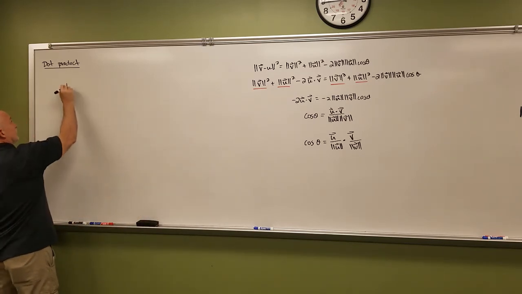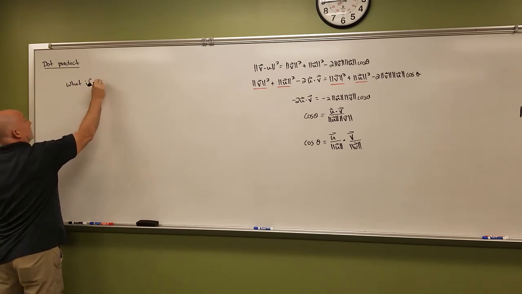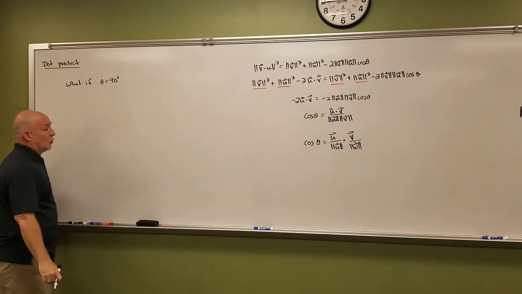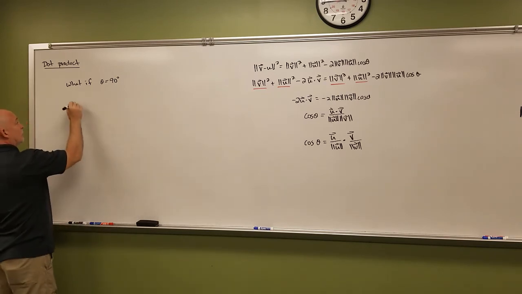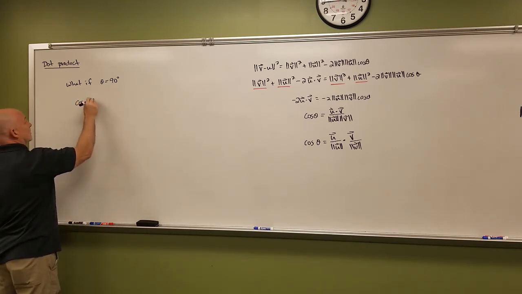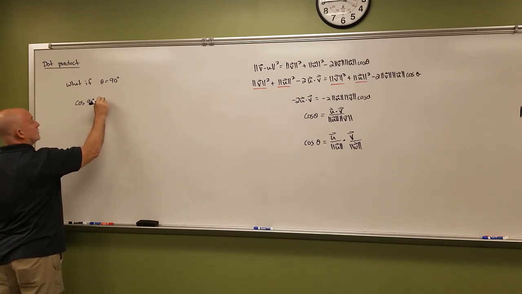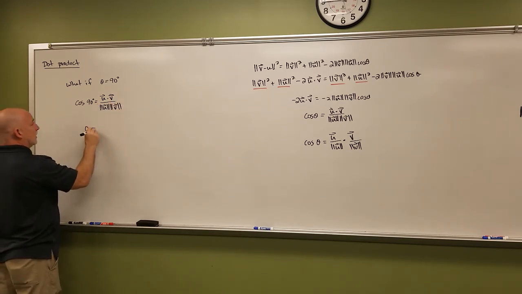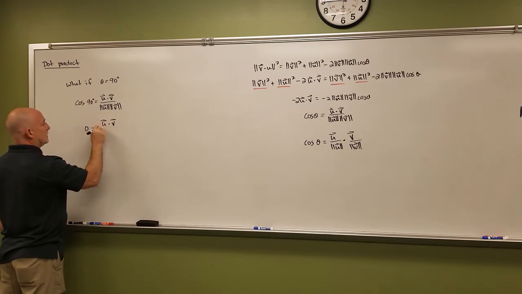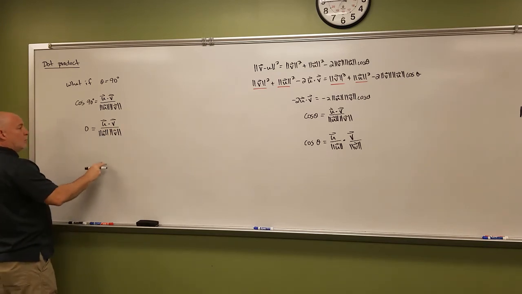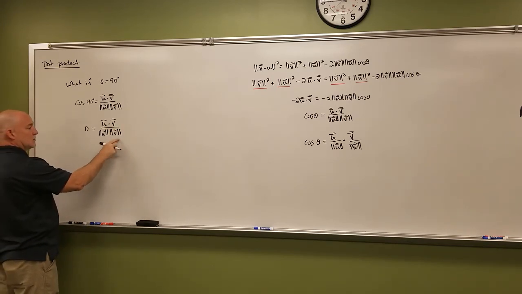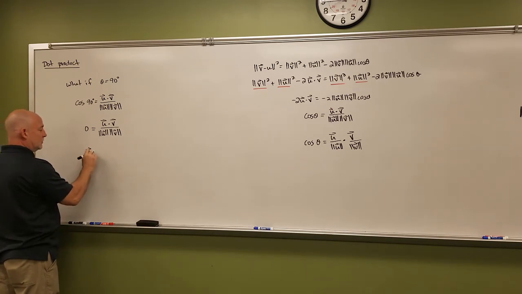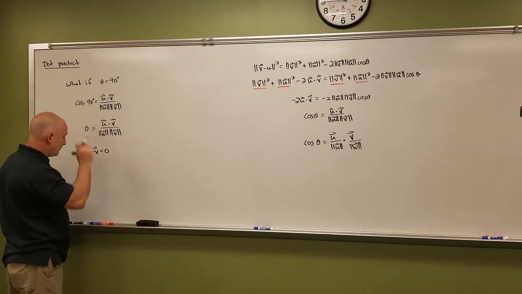What if theta is 90 degrees, or pi over 2? Well, if I plug that into my formula, that's the cosine of 90 degrees is equal to u dot v over magnitude u, magnitude v. Well, the cosine of 90 is 0, so that's u dot v over magnitude u, magnitude v. Well, I can clear these fractions because remember the magnitudes are just numbers, so that's just a number, which implies that u dot v is equal to 0.